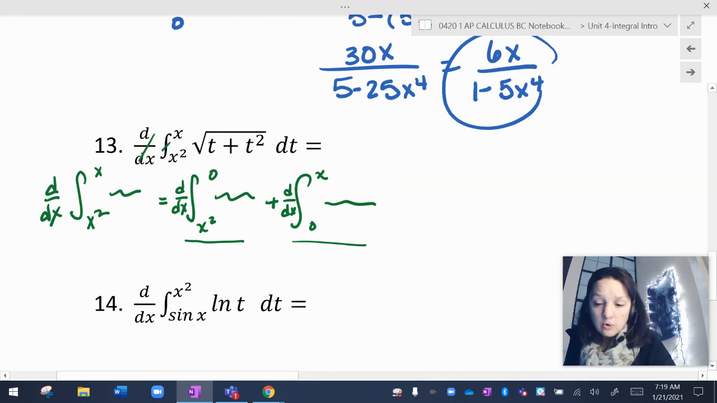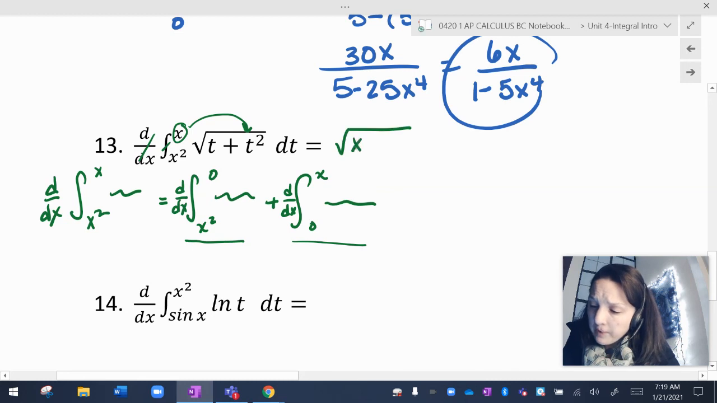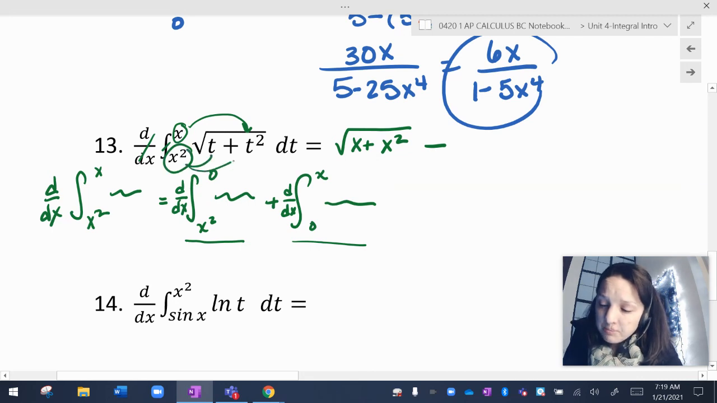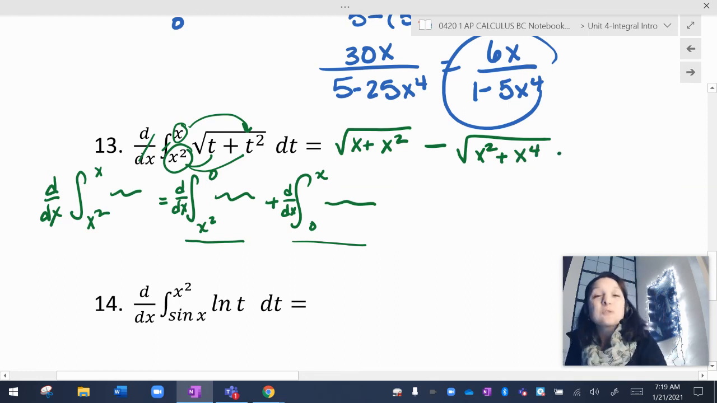So my derivative and my integral cancel. X gets dropped in here. So I'm going to have the square root of x plus x squared minus x squared gets plugged in here. But since x squared has a derivative other than 1, I need to multiply that second thing by 2x. So you're still dropping in the limits of integration and then multiplying by their derivative. Okay, if you want to think about it, I plugged x in and then multiplied by its derivative, subtract, plug x squared in, and multiply by its derivative.